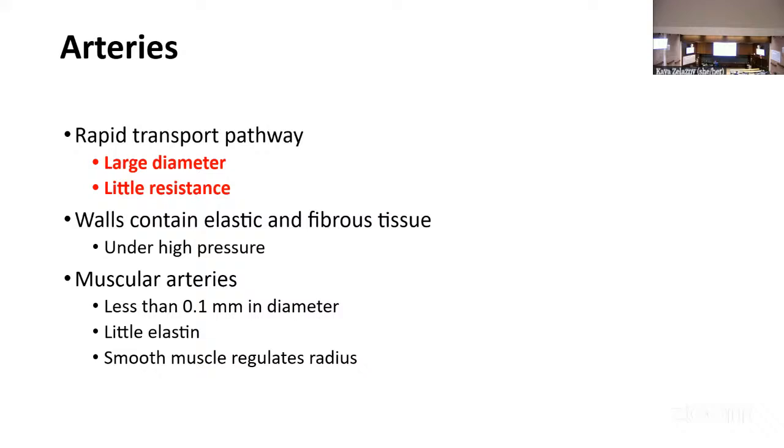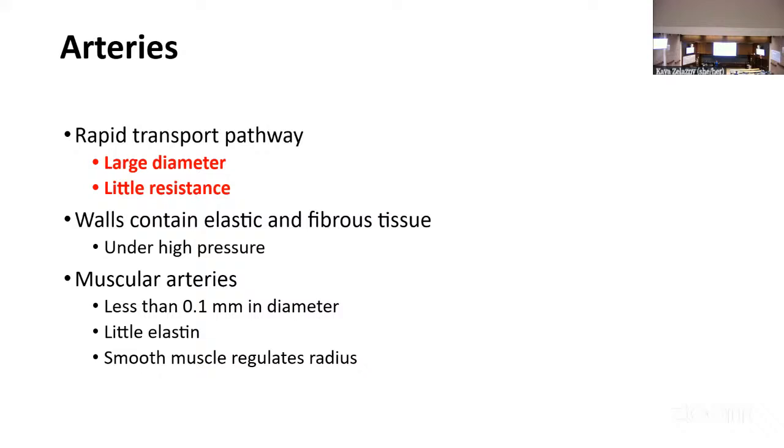So the arteries, because they're coming directly out of the heart, are under pretty high pressure, as far as blood vessels go. We've squeezed the heart during systole. That blood is now all in the arteries. Okay? So the walls have components to deal with that. This is where we have both elastic and fibrous connective tissue: the elastin for the elastic part, the collagen for that fibrous structural part.